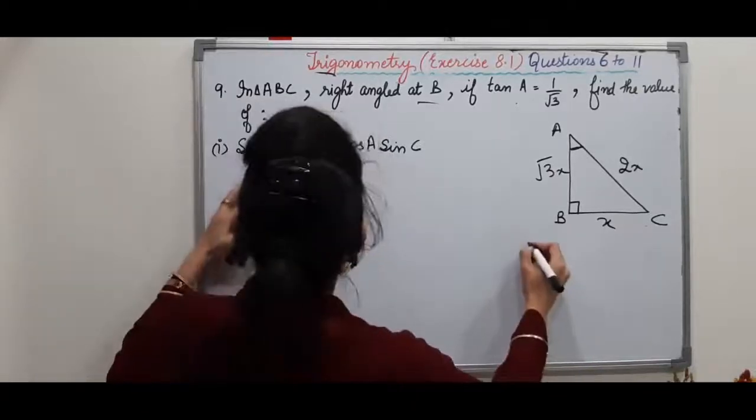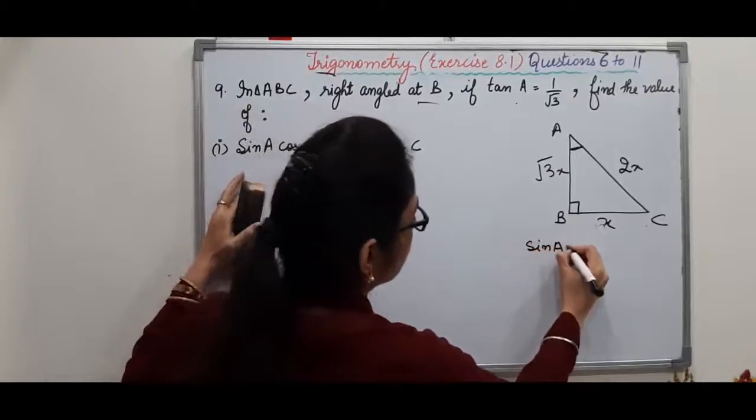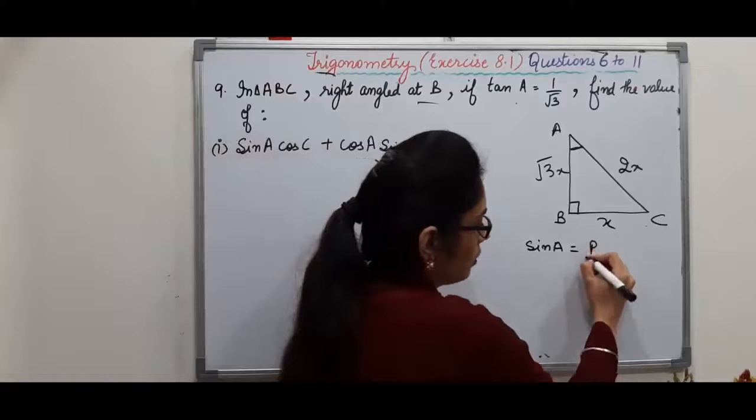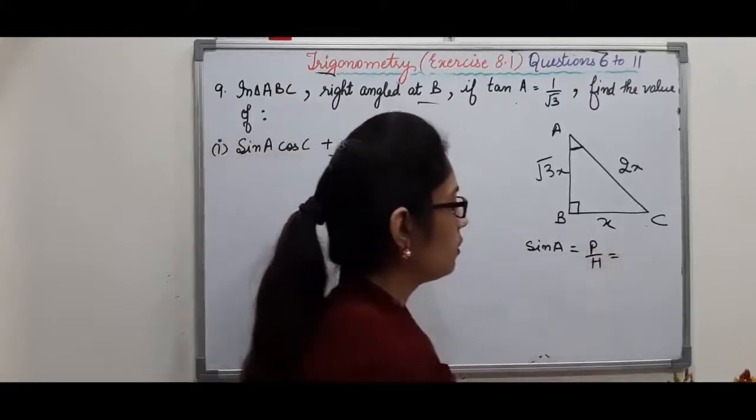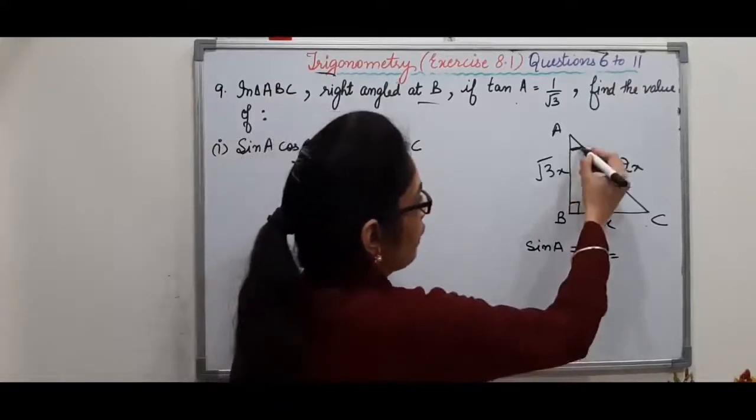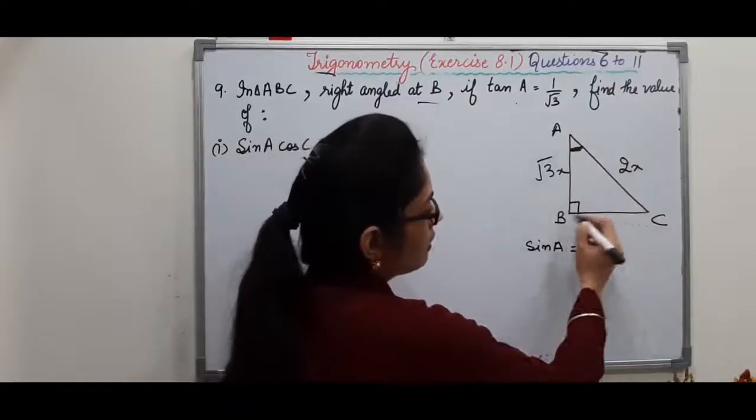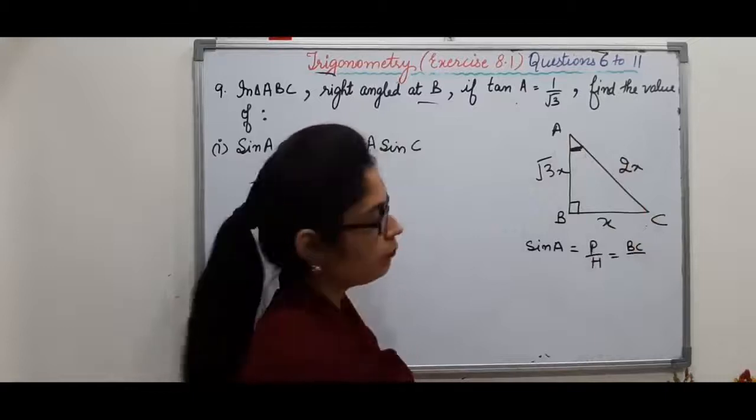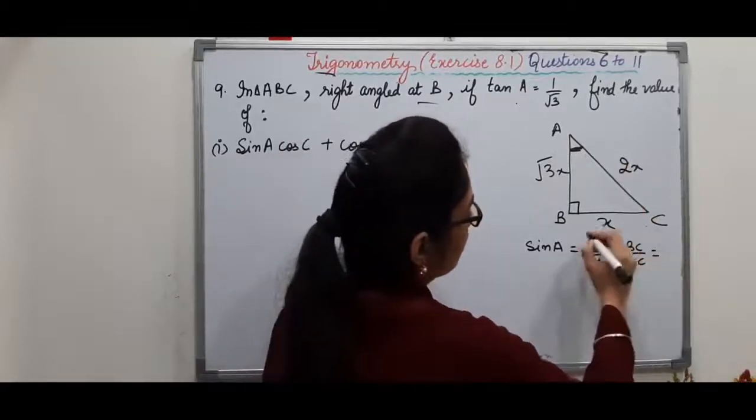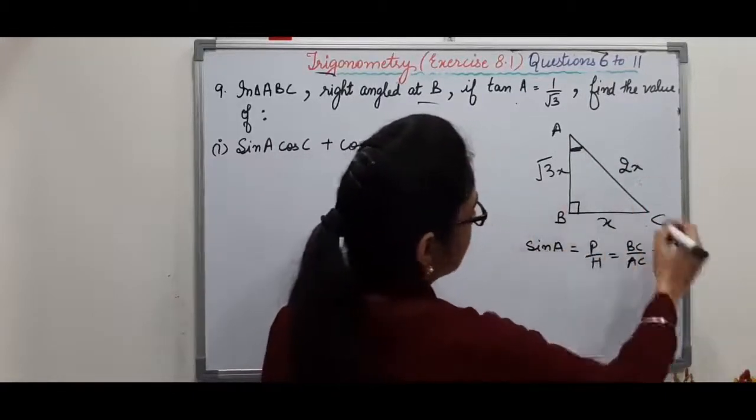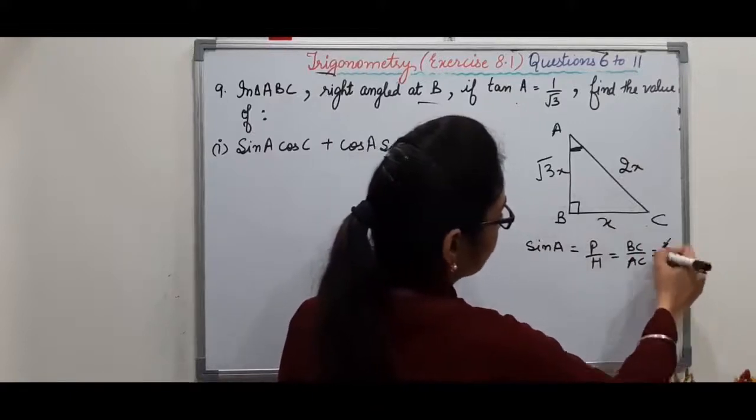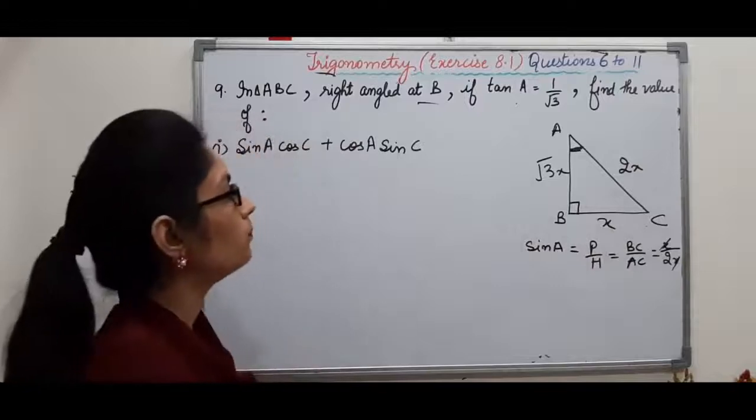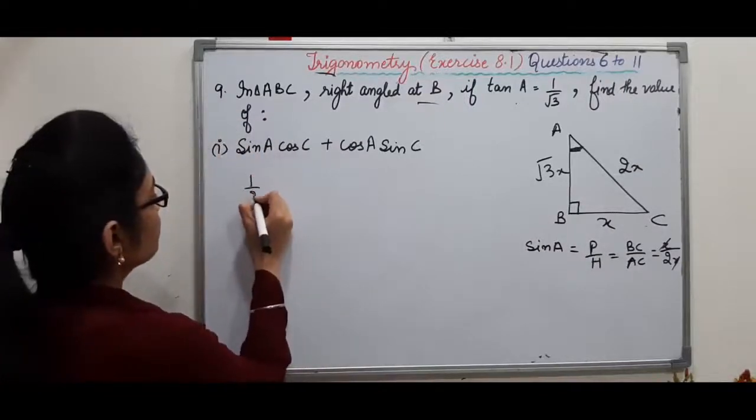So let's find sine A. Sine, we know, is perpendicular upon hypotenuse. So with respect to A, opposite is this BC. So BC I will write here, and hypotenuse will remain the same, which is AC. So BC is x and AC is 2x. X and x will get cancelled. So sine A is 1 by 2. So here I will write it as it is.